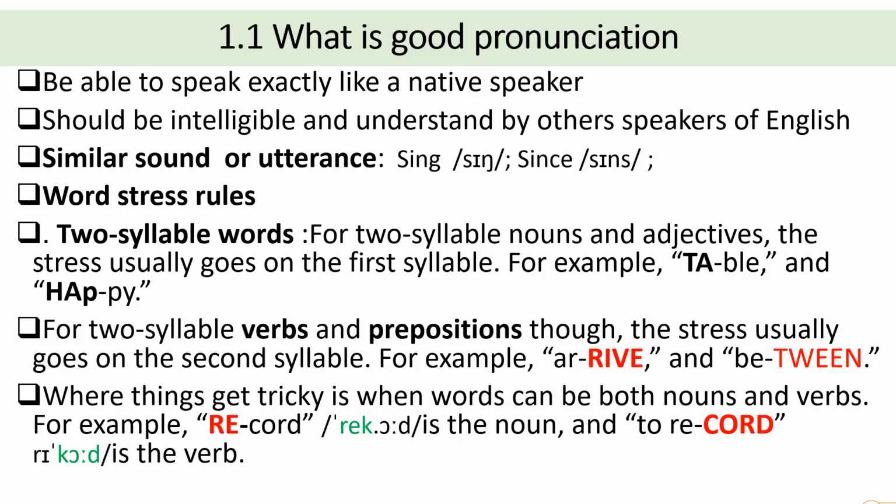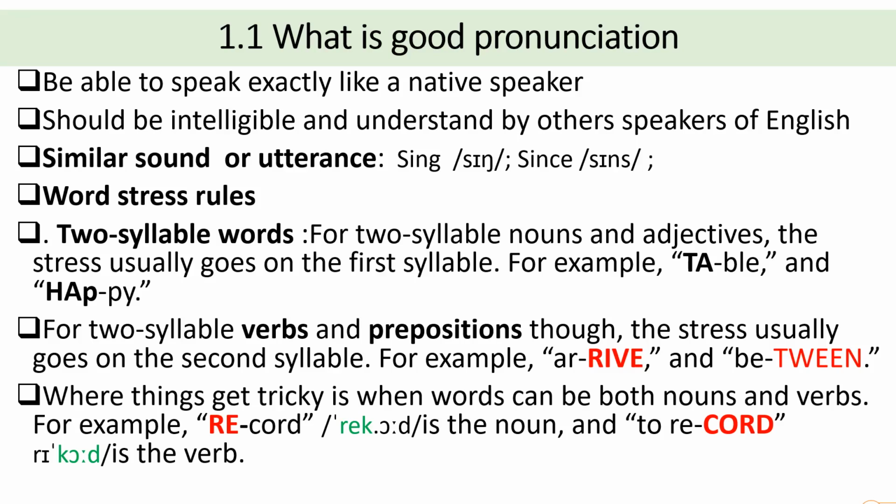Now we are going to discuss more about what good pronunciation is. Good pronunciation might be that some people can speak like a native speaker, and it should be intelligible and understood by other speakers of English. This means it is about similar sounds, for example the word sing and the word sin. When the pronunciation is good, it makes it easier for listeners to understand when we convey the meaning.